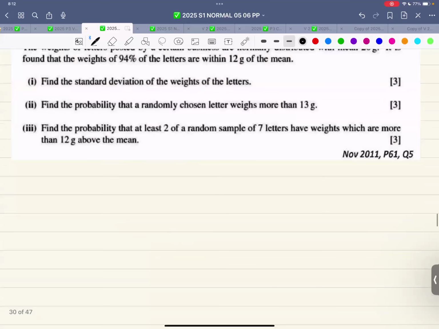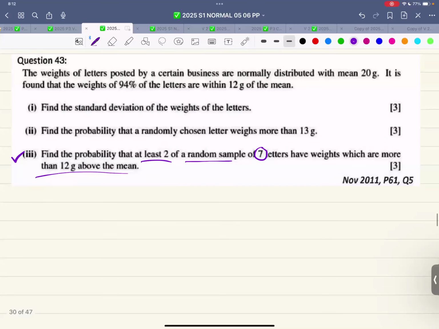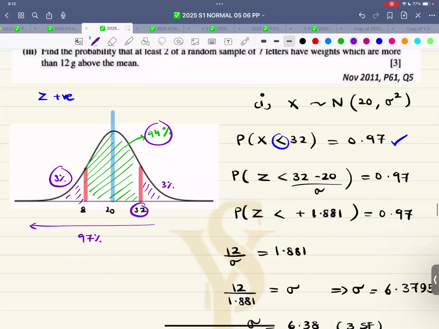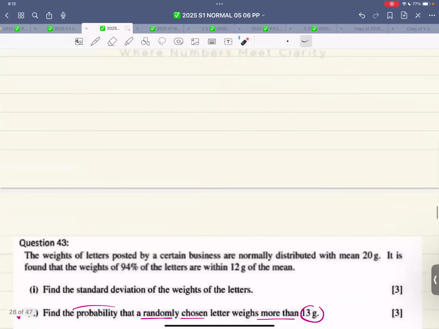Now, let's focus on the third part. It says find the probability at least two of a random sample of 7 letters have weights which are more than 12 grams above the mean. Keep that in mind. This is more than, and this is within 12 grams of the mean. So if I go to the same diagram over here, this is more than 12 grams above the mean. So this is 3%.